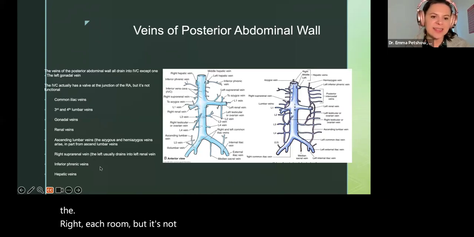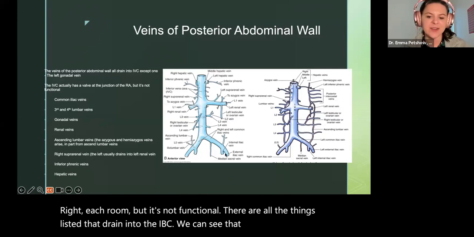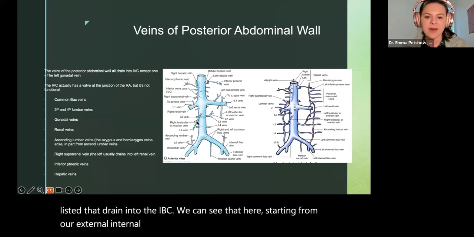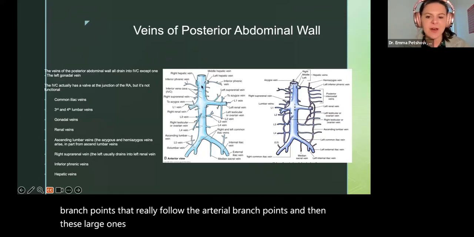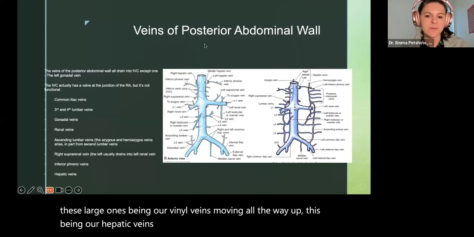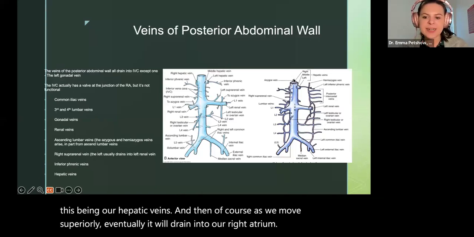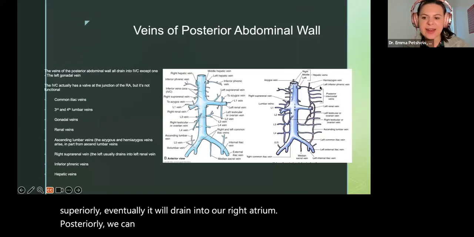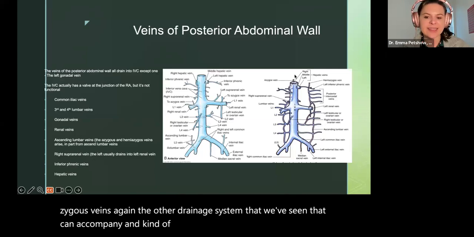There are all the things listed that drain into the IVC. We can see that here, starting from our external and internal iliac veins, moving upward, all these different branch points that really follow the arterial branch points. And then these large ones being our renal veins, moving all the way up, this being our hepatic veins, and then of course as we move superiorly, eventually it will drain into our right atrium. Posteriorly, we can see the azygos vein here and our hemiazygos veins. Again, that's another drainage system that we've seen that can anastomose with our IVC.